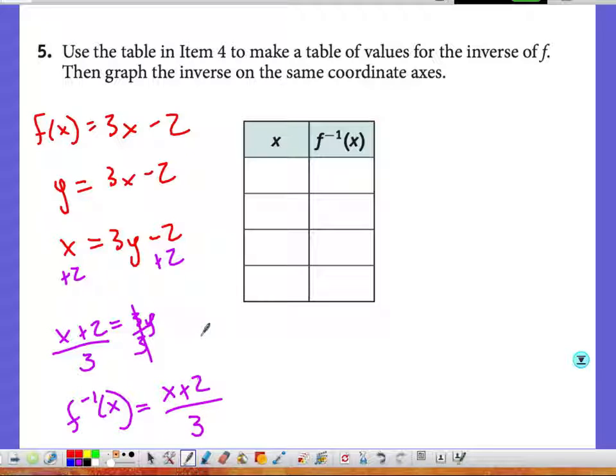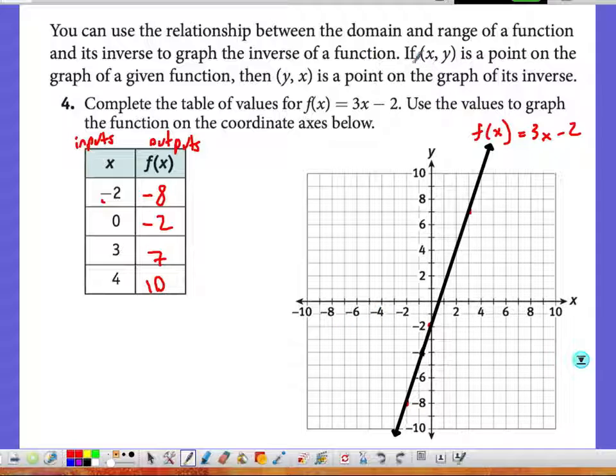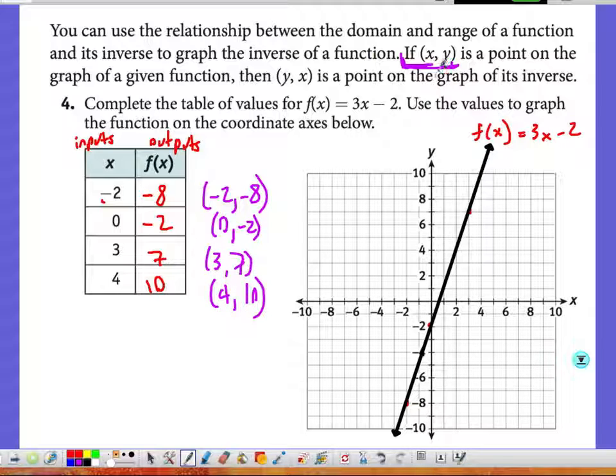So here, let's see here. Oh, did we need to find this? No, we actually didn't, because of this sentence right here. If the ordered pair x, y is a point on the graph of the function, so these are all your ordered pairs, negative 2, negative 8, 0, negative 2, 3, 7, and 4, 10. All of these are ordered pairs on my graph. Then it says that y, x is a point on the graph of its inverse.